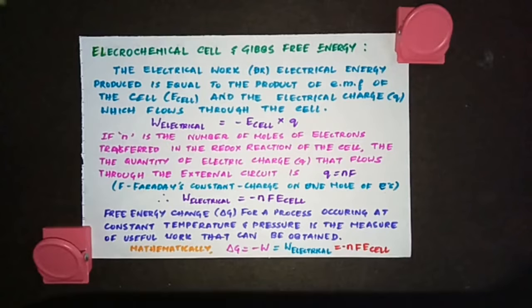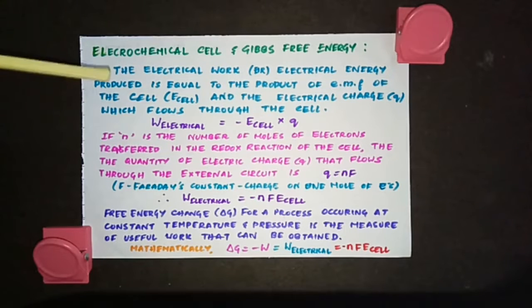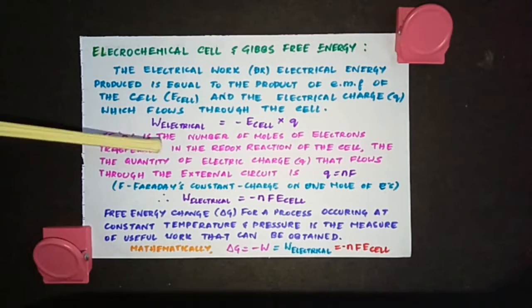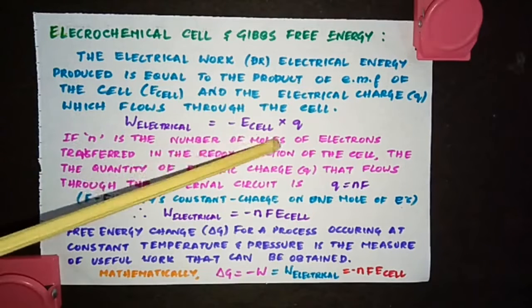Look at this statement. The electrical work or electrical energy produced is equal to the product of EMF of the cell and the electrical charge which flows through the cell. So when you're talking about the work done, that will be equal to the EMF of the cell and the quantity of electric charge that is flowing through the cell. So that can be represented as W electrical is equal to minus E cell into Q.